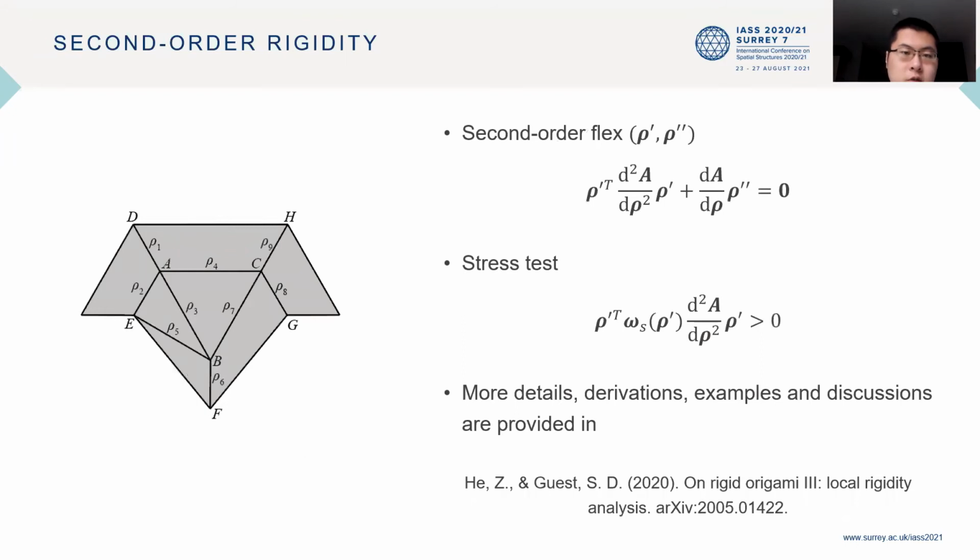Next, we will discuss second order rigidity. A second order flux is a pair satisfying this equation when rho prime is a first order flux. We could also apply stress test to second-order rigidity. The result is a rigid origami is second-order rigid if there is a suitable self-stress for every first-order flex such that the quadratic form is greater than 0, while pre-stress stability requires a uniform self-stress. The example shown left is rigid but not second-order rigid.